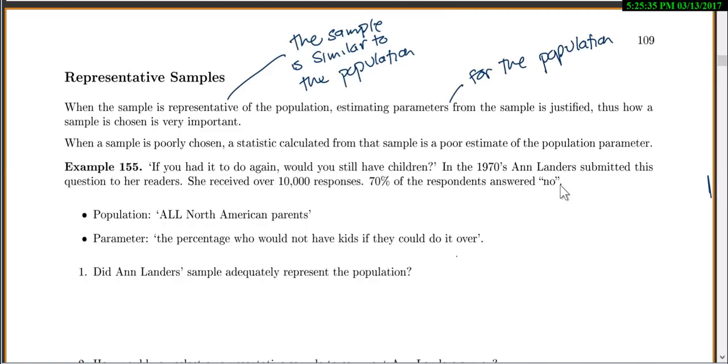Now thinking about that, if you think about your parents or different people you know, you think most of them would probably say yes, right? That just seems shocking that 70% are saying no. Or that means that 30% are saying yes. So in this case, her population was all North American parents. Or at least that's probably what she'd be reporting, that she asked all the parents. Okay. And the parameter is the percentage who would not have kids if they could do it over again.